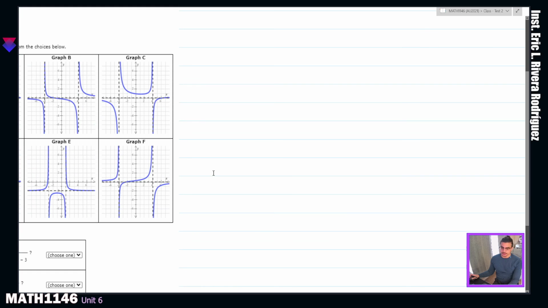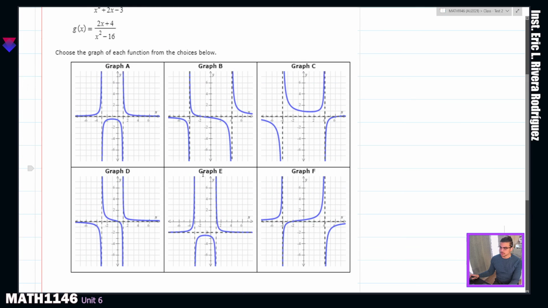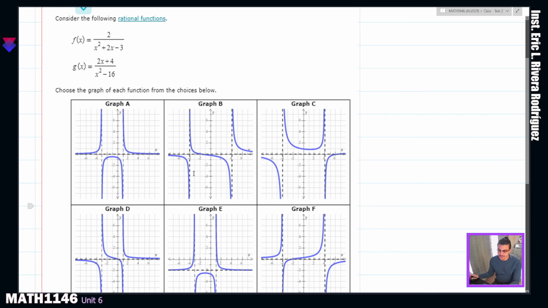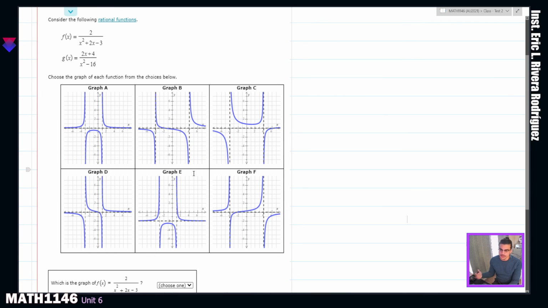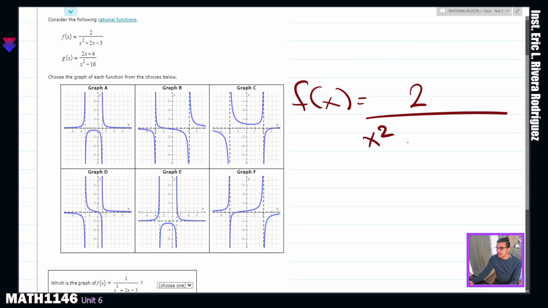We have one more. Okay? And in this exercise, what do you want to do? I think we did something very similar to this one. You want to use the properties that you can get from here to find the correct answer. For example, let me just do f of x. We have 2 over x squared plus 2x minus 3.